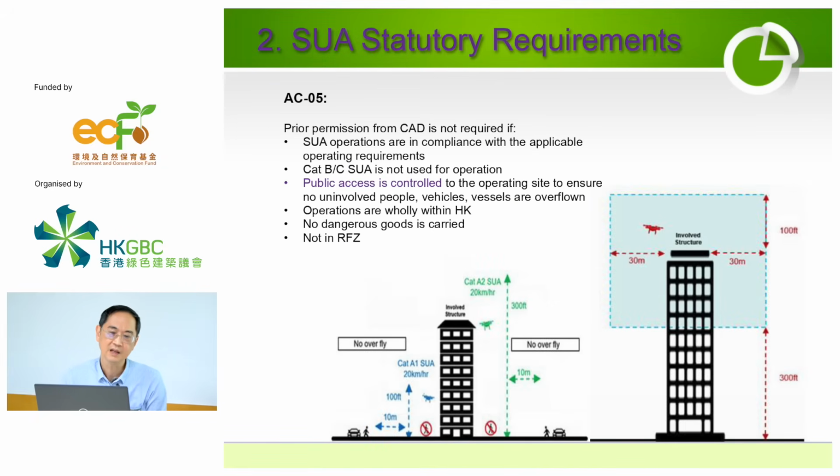So the last two PowerPoint slides about the statutory requirements are the AC05, building inspection. In this one, it shows CAT A1 here. You can review the 10 meter requirement and the 100 feet. If it is A2, you can fly higher, and you will see here we count from the rooftop. So it gives us flexibility to do high-rise building inspection, but before we could not do that. But the most important thing is you must have control of public access.